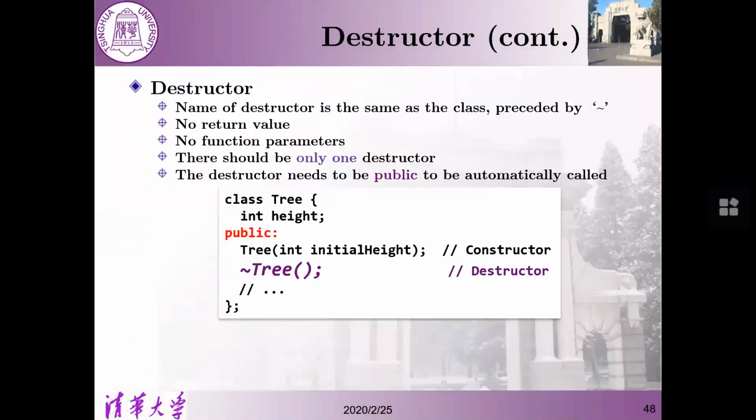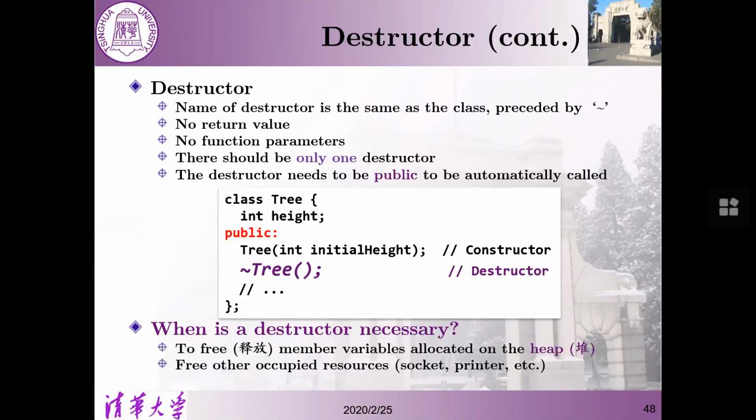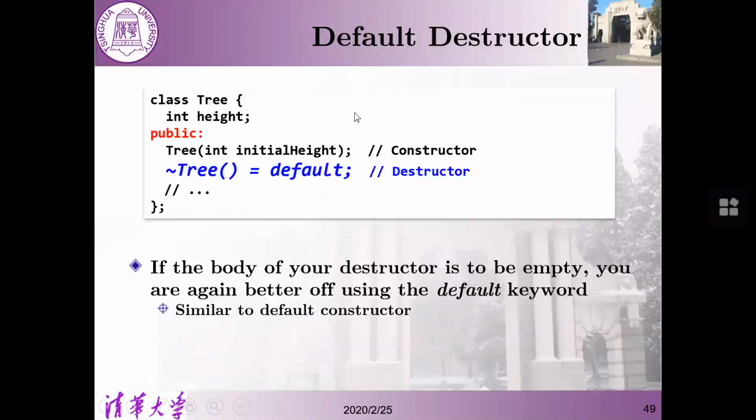So this is a destructor. I think it's very simple. I'll not go into detail. So when you free member variables allocated on heap, or the other occupied resources, then you may need to define this. You need to define the function body of the destructor. Default destructor is very simple. It's similar to the default keyword used for constructor. If you do not want to do anything, you just use default. You do not need to define the function body.